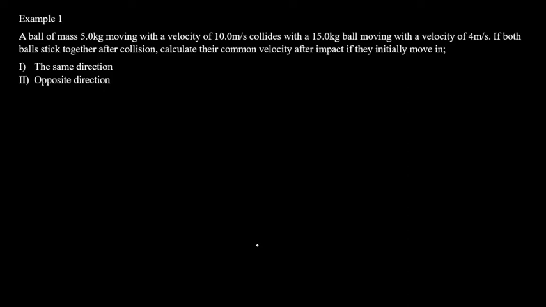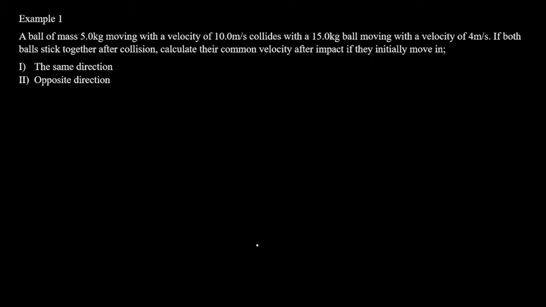So we have a ball of mass 5 kg moving with a velocity of 10 meters per second collides with another body, a 15 kg ball moving with a velocity of 4 meters per second. If both balls stick together after collision, calculate their common velocity after impact if they initially move in the same direction and then in opposite directions.